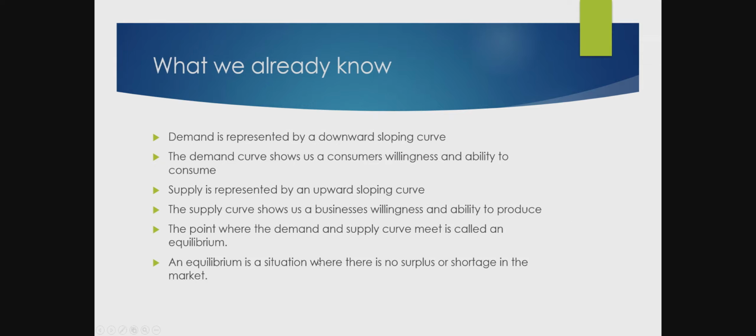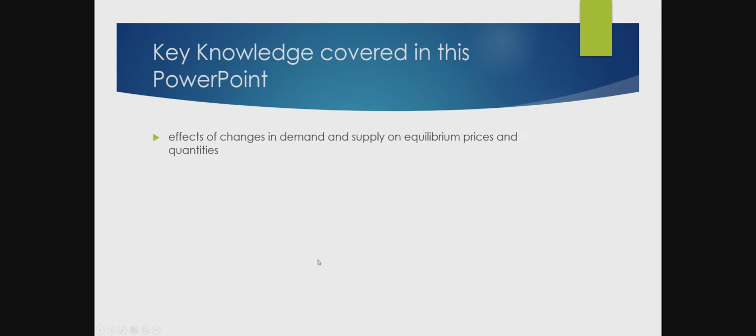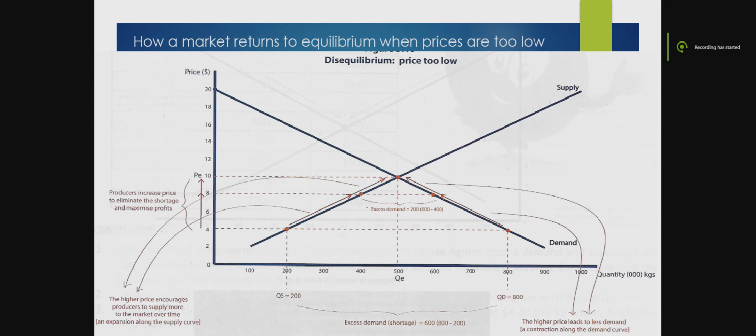Key points. So again, we're still continuing on from the last key knowledge point from Area of Study 2 of Unit 1, Economics: the effects of changes in demand and supply on equilibrium prices and quantities. How a market returns to equilibrium when prices are too low.